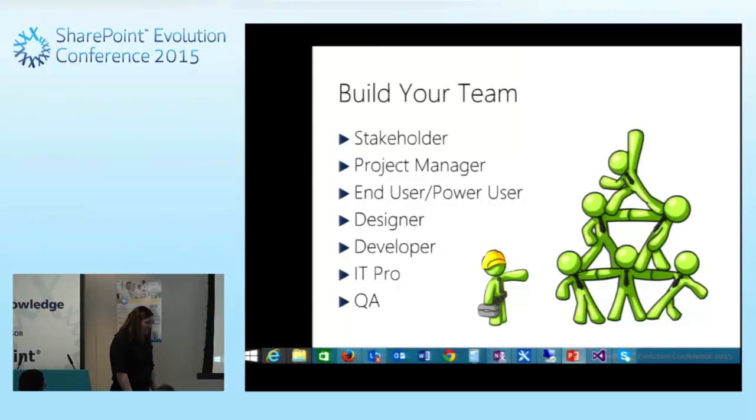Now, this is the ideal team of people that you need to do a UX project. Does anyone in this room have this team of people? Yeah, right? Most of us are a team of 1 or 2. We don't have all of these roles.